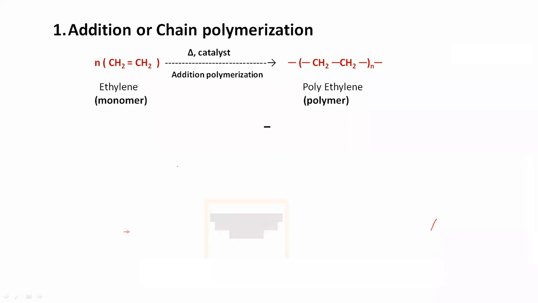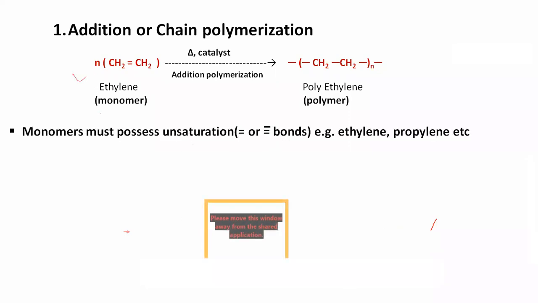First, we will make a comment on the monomer. If you look at the monomer, monomers must possess unsaturation, that is, a double bond or triple bond, for example, ethylene and propylene. You understand the meaning of the first point? The first point is based on the monomer. If you look at the monomer, you will definitely find a double bond. So the first statement would be: monomers must possess unsaturation. This is the basic condition to prepare an addition polymer.